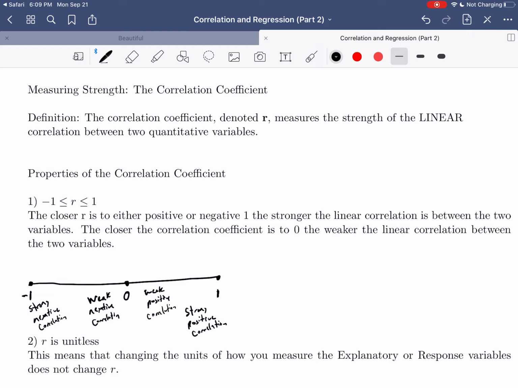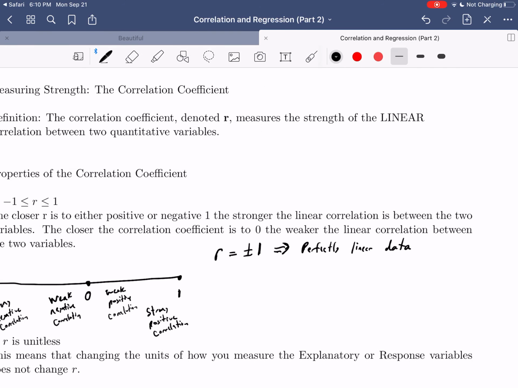A couple quick notes here. If we ever get R equals ±1, which of course isn't going to really happen for real data, but just to understand what that means. If you end up at one of these two ends, then this tells us that we're looking at perfectly linear data, meaning that if we were actually to draw a scatter plot and get an R of ±1, the points don't just generally form a line, they literally form a straight line where every point is on there.